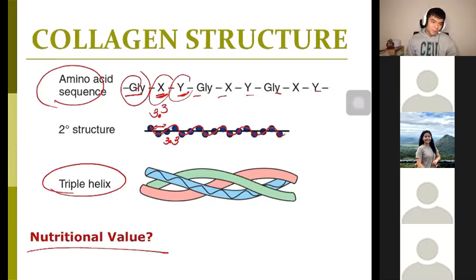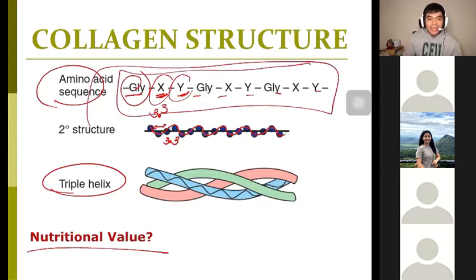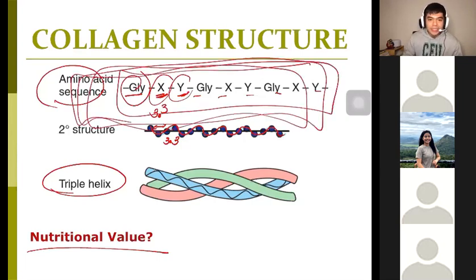Ano pa? Marami mang supplements na may collagen na nagkiklaim na nakakaganda ng ating balat. Marami ba? Uy, may collagen yan. Inom ka, gaganda balat mo. Ganito siya, okay? Hindi siya totoo. Balikan natin ang amino acid sequence. Ang amino acid sequence ng collagen, tatlo lang. Yan lang talaga sila.